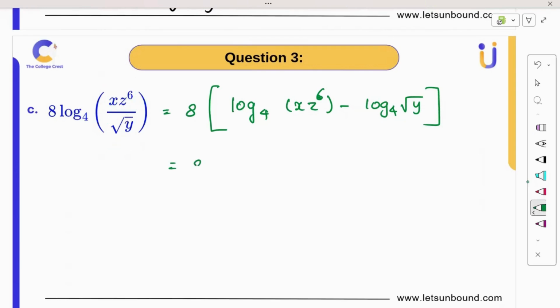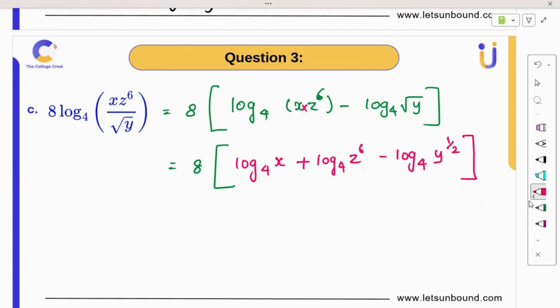Okay, equal to 8. You can simplify it further. Like this is now a product. Log base 4, that is a product. Yeah, I can expand it. So log base 4 of x plus log base 4 of z power 6. Okay. Then minus log base 4, I'm going to write y as y power half.